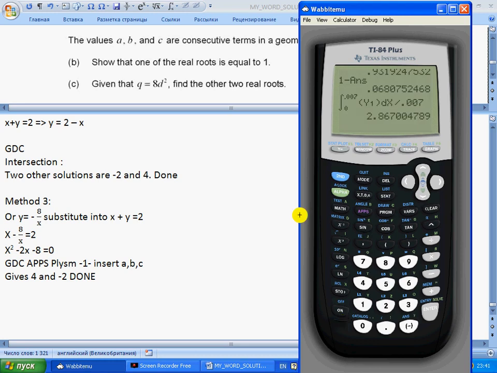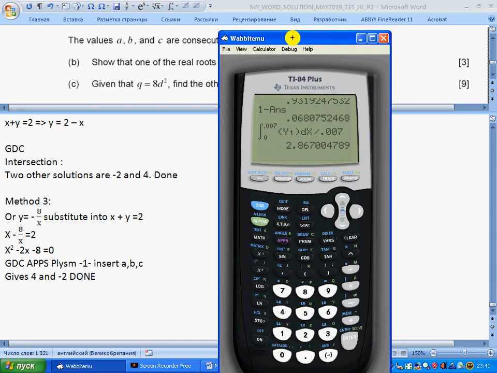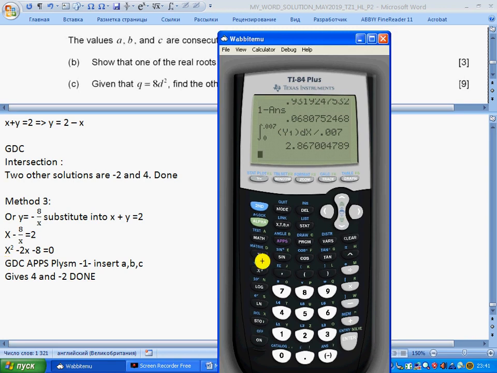Right, so we want to find roots of this equation. We go to application, polynomial simultaneous, we use polynomial roots. It is for quadratic, so we go to next. So A equals 1, minus 2 is second coefficient, and minus 8 is third coefficient.